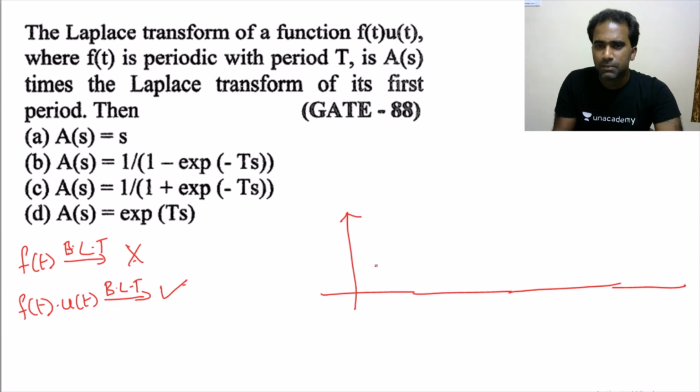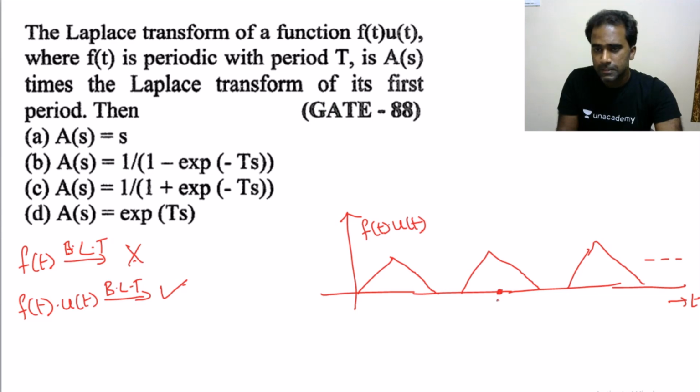You can take any shape, okay? Any shape is fine, so some shape should be repeating. Let me take a triangular shape, okay? And so on, as a function of time. Let me say this is f of t into u of t. Let me say this is t, this is capital T, this is 0. This signal is repeating after every capital T seconds.